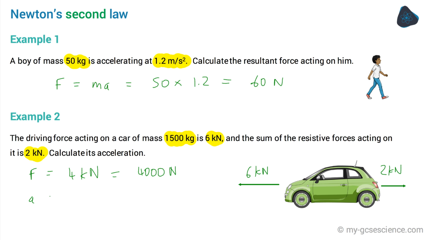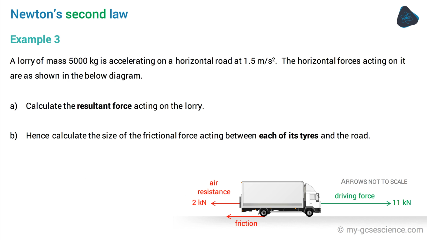Then rearranging F equals ma, a equals F divided by m, which is 4,000 divided by 1500, to give a final answer of 2.7 meters per second squared. Have a look at example 3 now, where a lorry of mass 5,000 kilograms is accelerating at 1.5 meters per second squared. Part A is nice and straightforward.